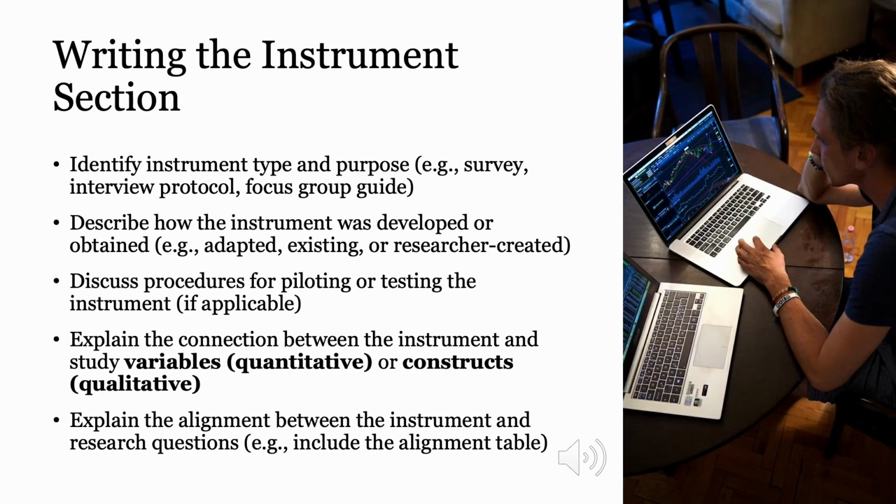When writing this section, you should first identify the type of instrument you used and its purpose. Then, explain how the instrument was developed or obtained, whether it was adapted from existing tools, already validated, or created by you. If you piloted or tested the instrument, briefly describe that process. Be sure to explain how the instrument connects to your study, whether that includes the variables in quantitative design or the constructs in a qualitative study. And finally, show the alignment between your instrument and your research questions, which is often done through an alignment table.